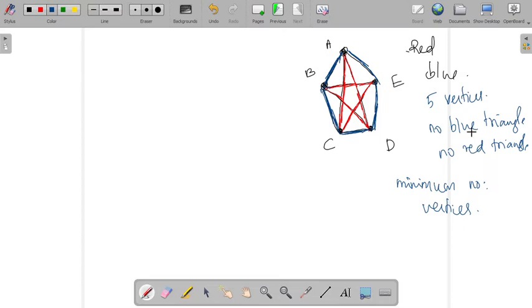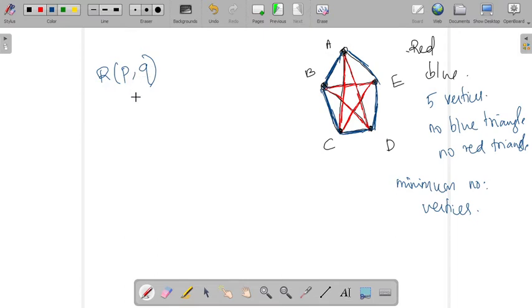But that minimum number of vertices needed such that there is a blue triangle or red triangle in the graph, that number is called the Ramsey number. അപ്പം നമ്മൾ R of PQ എന്ന് define ചെയ്യുന്നത് ഇങ്ങനെയാണ്.